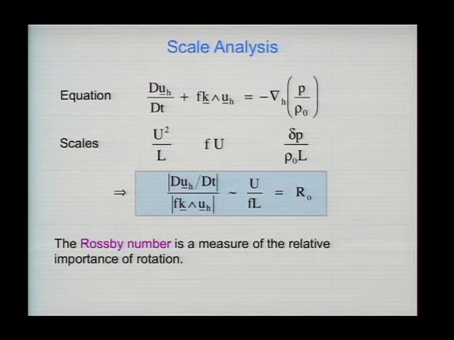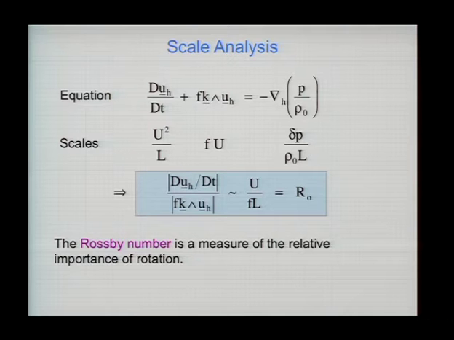We're going to do a scale analysis, and what that means is we're going to estimate how big the terms are. So in Newton's second law, acceleration, Coriolis, pressure gradient term, how big are these terms? Well, for example, this one here is the Coriolis term. f is the Coriolis parameter, 2 times the rotation rate of the Earth times the sine of the latitude.